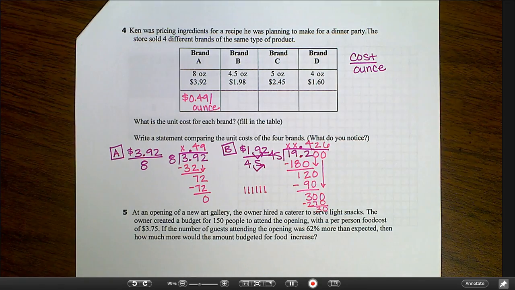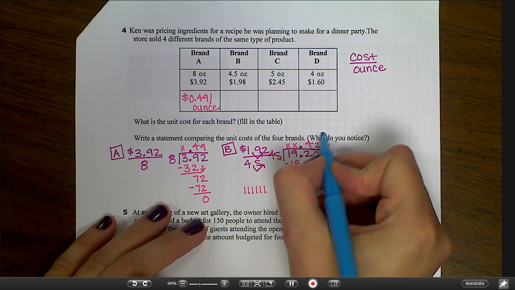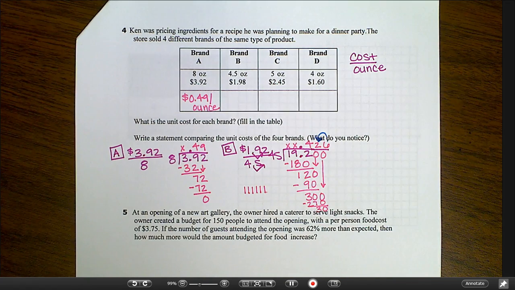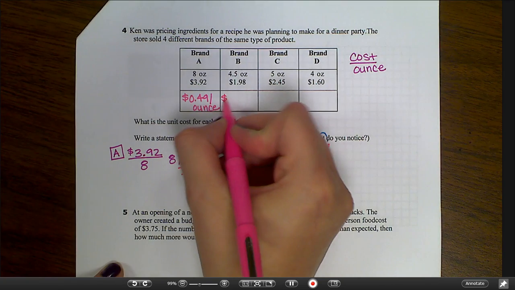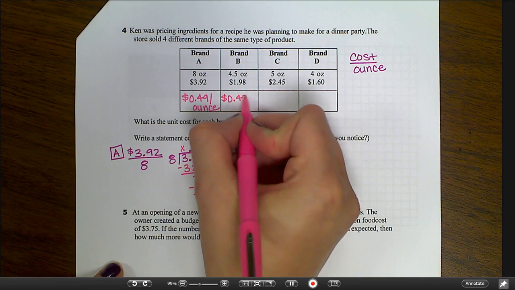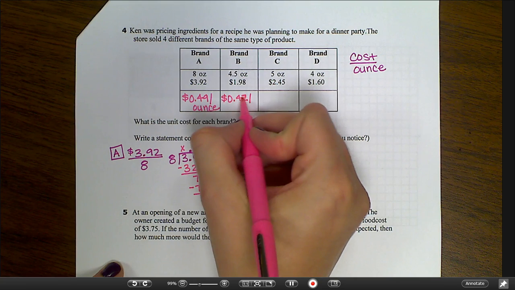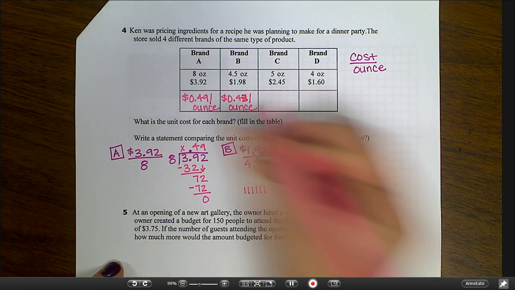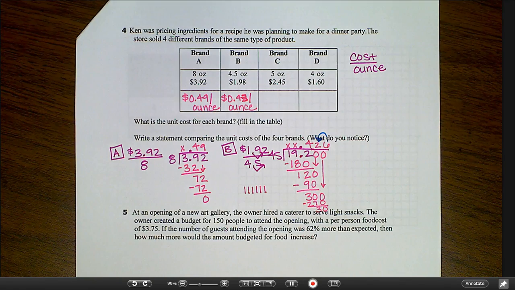So let's look at how we round. That 6 tells the 2 to move up. So this is going to be 43 cents per ounce. Because we got to make sure that we're rounding either up or down if it's not even.